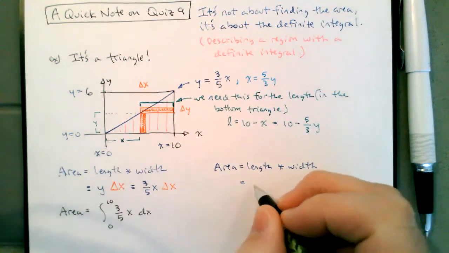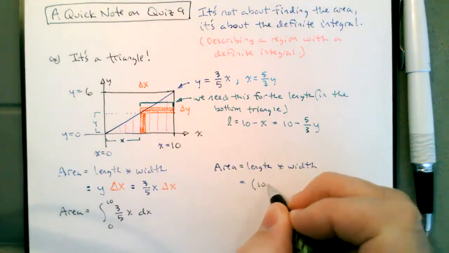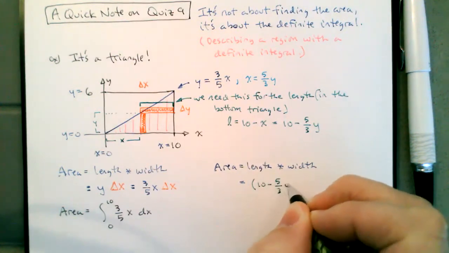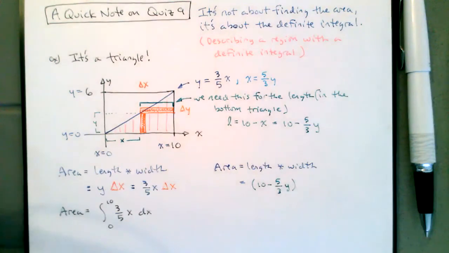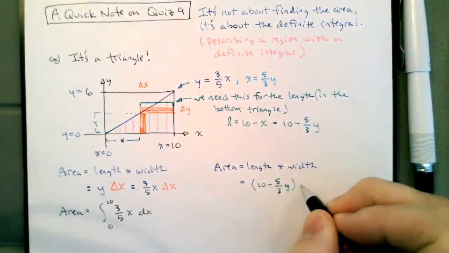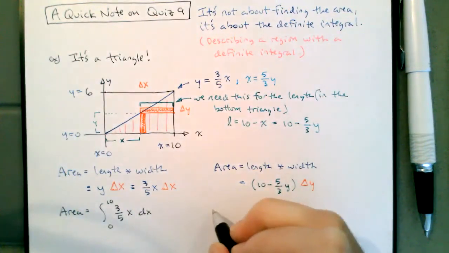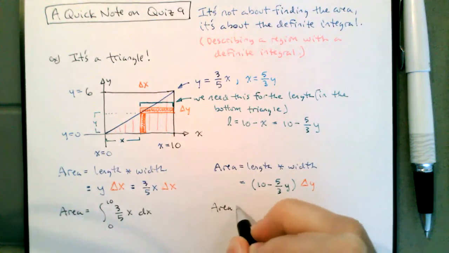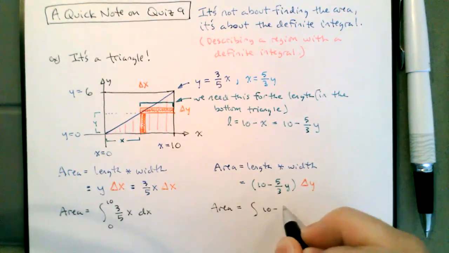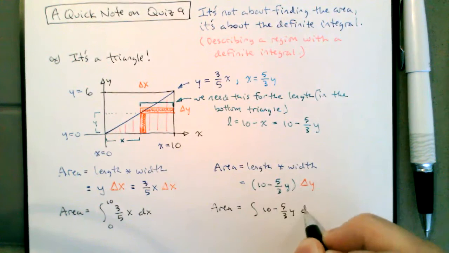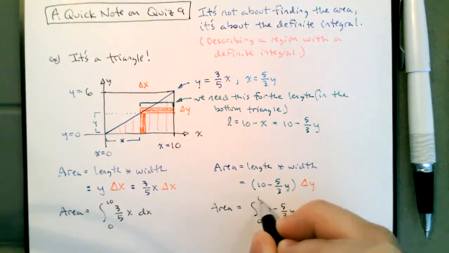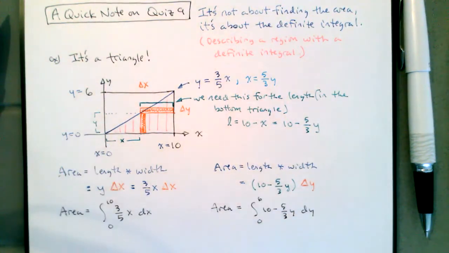So the length that we want to use here is 10 minus 5/3 y, and then we'll multiply that by the delta y. And so our area total will be the integral of 10 minus 5/3 y. Delta y becomes dy, and we go from 0 to 6. Now, to make sure that everything is worked out, you should integrate this and find out that this will give you an area of 30.